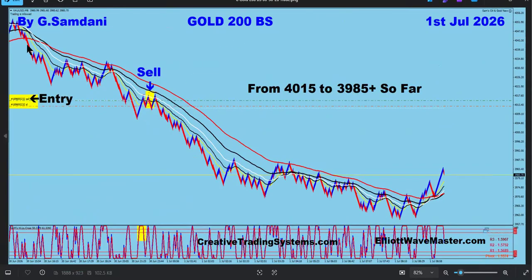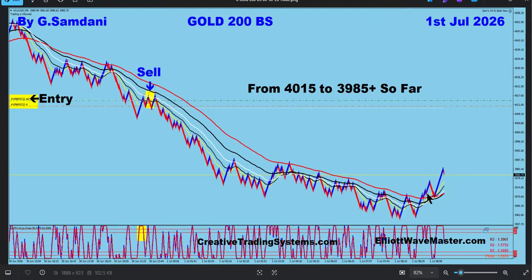This one, gold coming to the downside. By the way, I made the gold video. You can watch. Everything was predicted, and I was just taking the entries in that direction. That's all. So 40.15 down to 39.85, right?